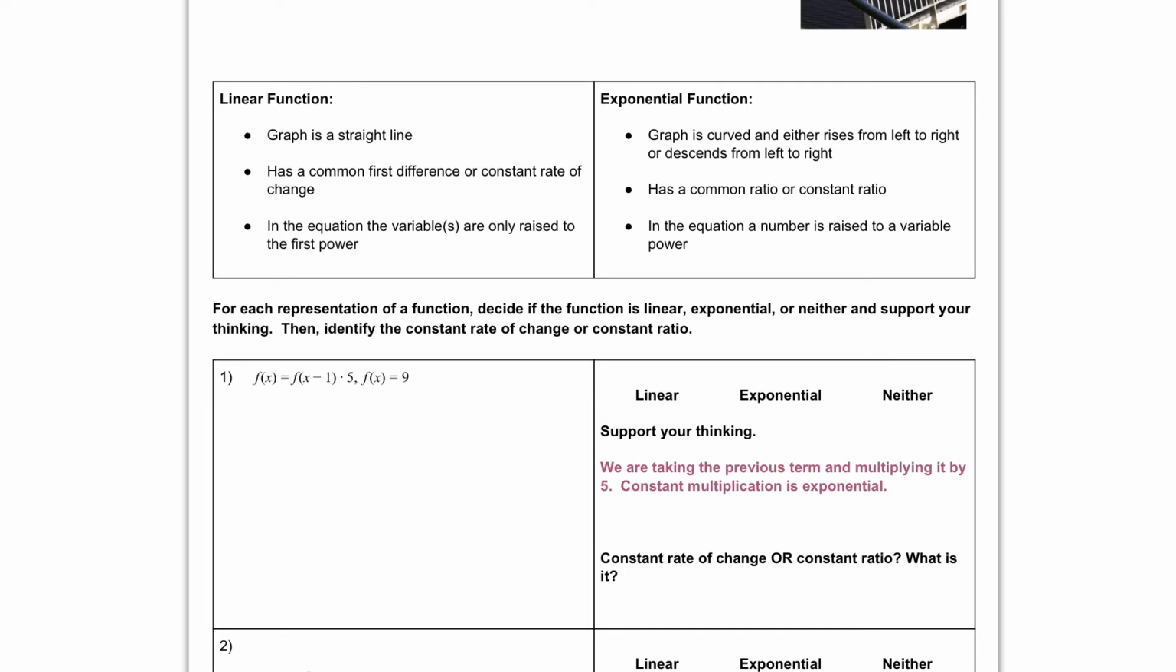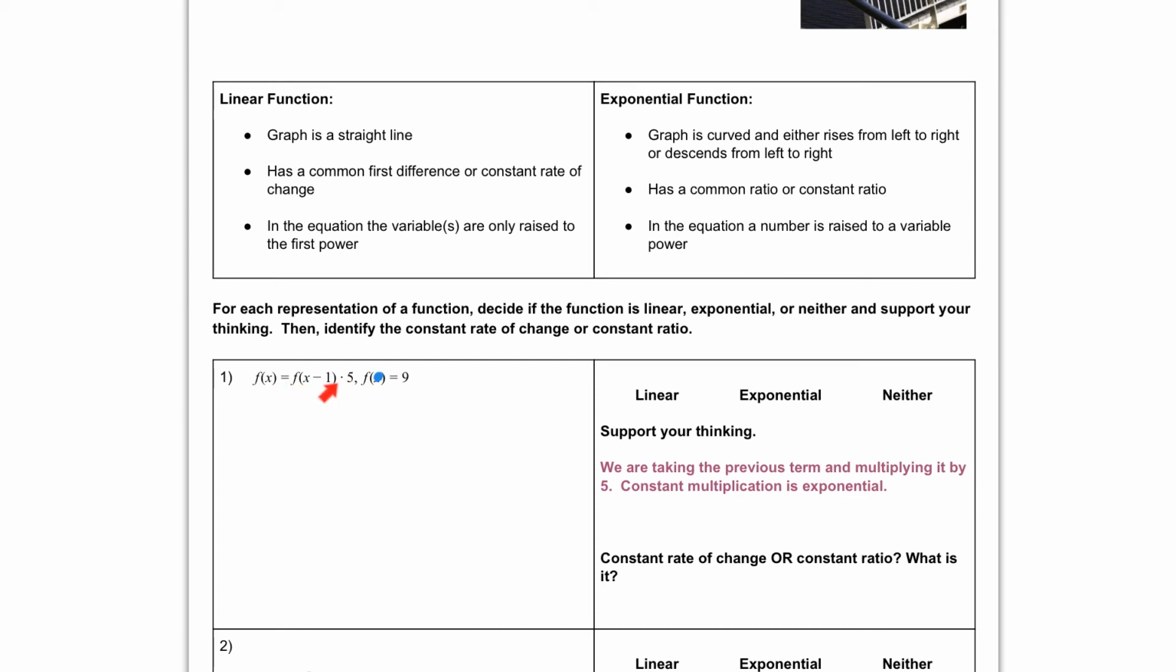And f of x is equal to 9. And that actually should say f of 0 is equal to 9. So change that to a 0. And so what this is saying is that the first term, f of 0, is 9. And then this says the previous term is being multiplied by 5.